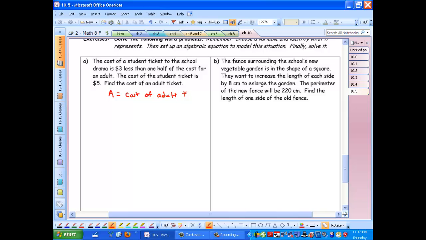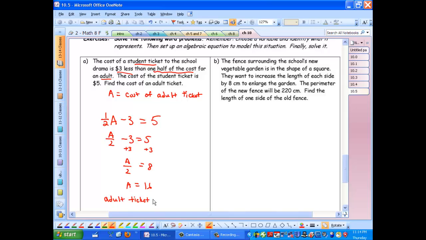Figure out what the variable you're looking for represents. Student ticket, adult ticket, so something about being one half of the cost of an adult, so one half A, three less, and this equals the cost of a student ticket, which is $5. So A over 2 minus 3 equals 5. Go ahead and solve this, please. And you'll get an adult ticket cost $16.